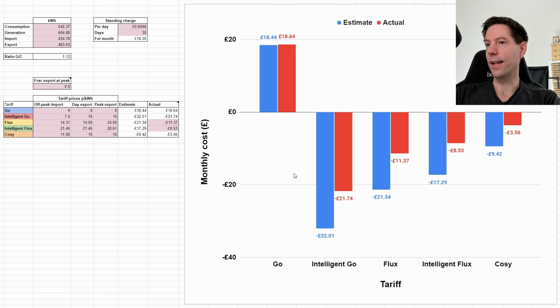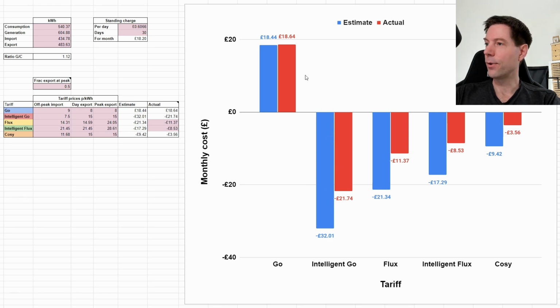The other interesting thing is that I think the rank ordering I more or less got spot on. So you can see Intelligent Go followed by Flux, followed by Intelligent Flux, followed by Cosy in terms of the best choice from my estimated rule of thumb video compares exactly correctly with the rank ordering of Intelligent Go, regular Flux, Intelligent Flux, and Cosy from my actual cost. So as far as I'm concerned, I think I made the right decision, and my rule of thumb held pretty close.